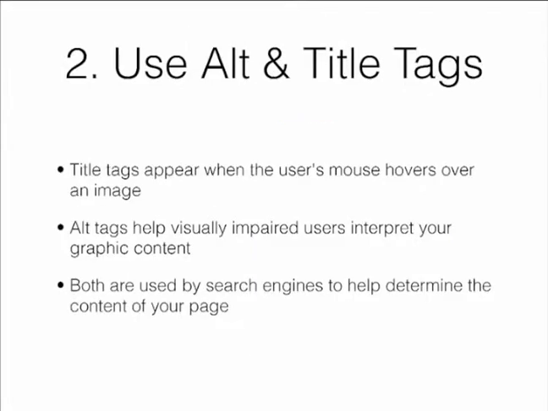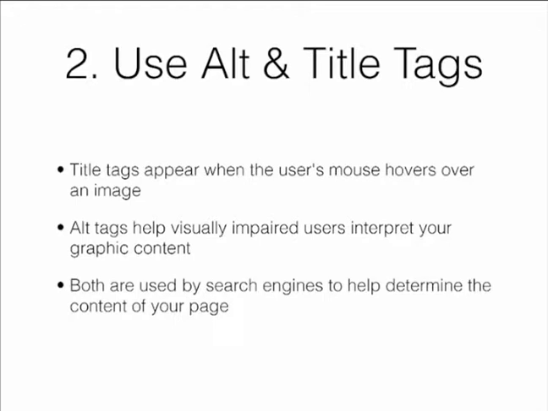Tip number 2 is to make use of the alt and title tags. Now, these are actually in the HTML code for your site. So if you're using a site builder, which most people do nowadays, very few people hand code anymore, you may not even know that these exist. Different platforms have different ways of allowing you to add these. Some allow you to add one or the other or both, and some unfortunately don't allow you to add either.